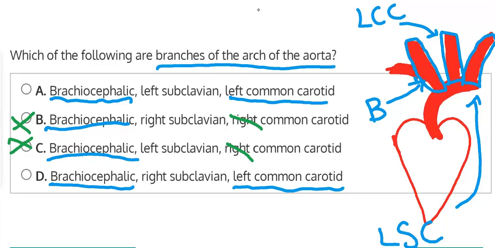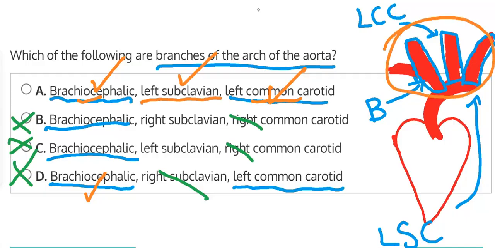Option A says brachiocephalic, which is correct. We need the brachiocephalic. Option D has that as well. Then the other one is the left subclavian, which is correct. Oh, option D doesn't have the left subclavian. It looks like it has the right subclavian, which we know is incorrect. It's not labeled as right, it's labeled as left. So we can eliminate option D, which makes option A our correct answer, because we have our brachiocephalic, our left subclavian, and our left common carotid, all three aortic branches that we're looking for. So option A is our answer choice here.